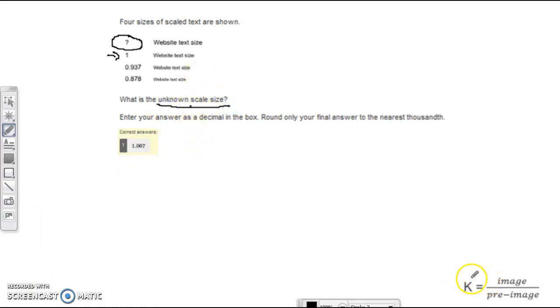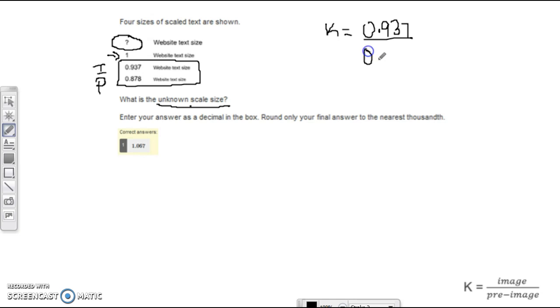And remember, the scale factor formula is image over pre-image. So I'm going to figure out the scale factor. I'm just going to use these two. I started with this one, so that's my pre-image, and I ended with this one, that's my image. So I'm going to throw that over here into my scale factor formula. My image divided by my pre-image.